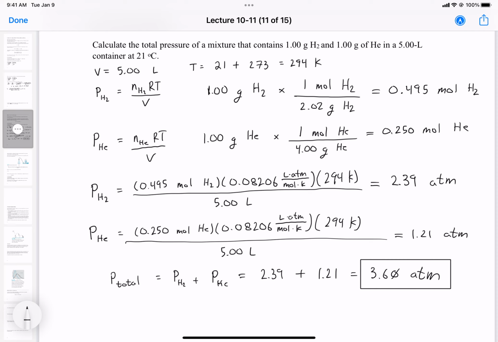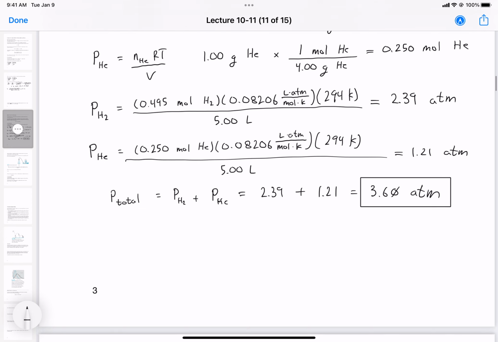This is a common question in chemistry on calculating partial pressure, given the masses of two elements, and you have to use the ideal gas law. So let's move on to the next part of our discussion here on gases.